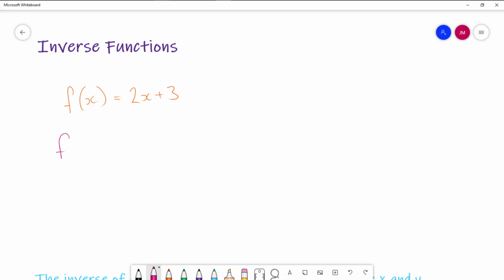And we use this notation, f with a little -1 at the top there of x, and we want to find what we call the inverse function. Now to do that, we look at this original equation, f of x, and we imagine if this was y equals 2x plus 3, the inverse is defined by swapping the x and y values.